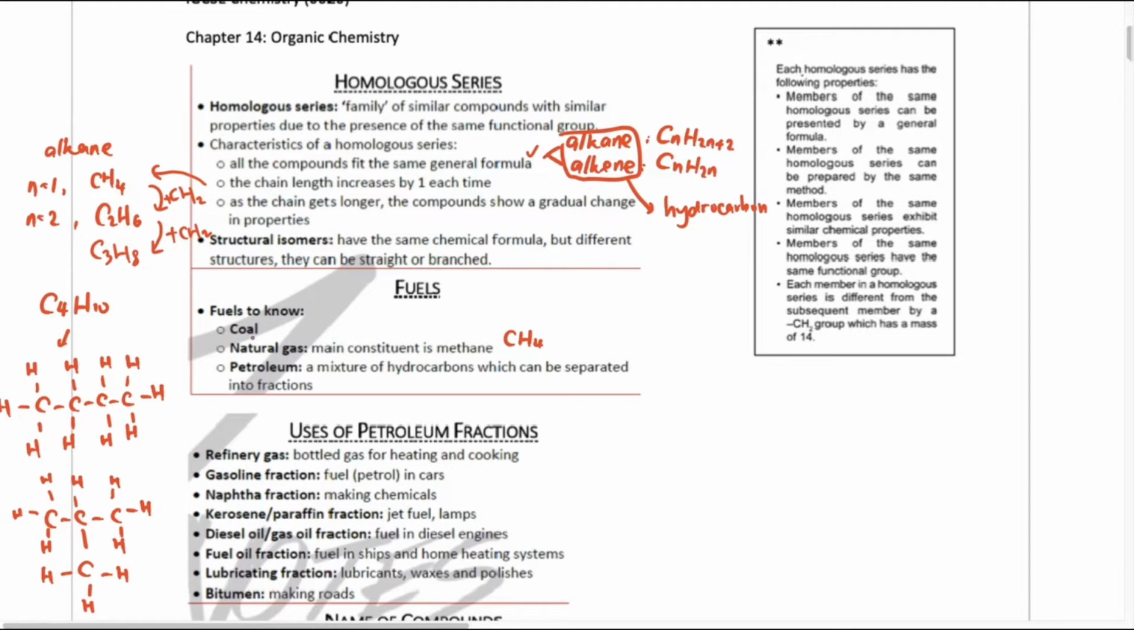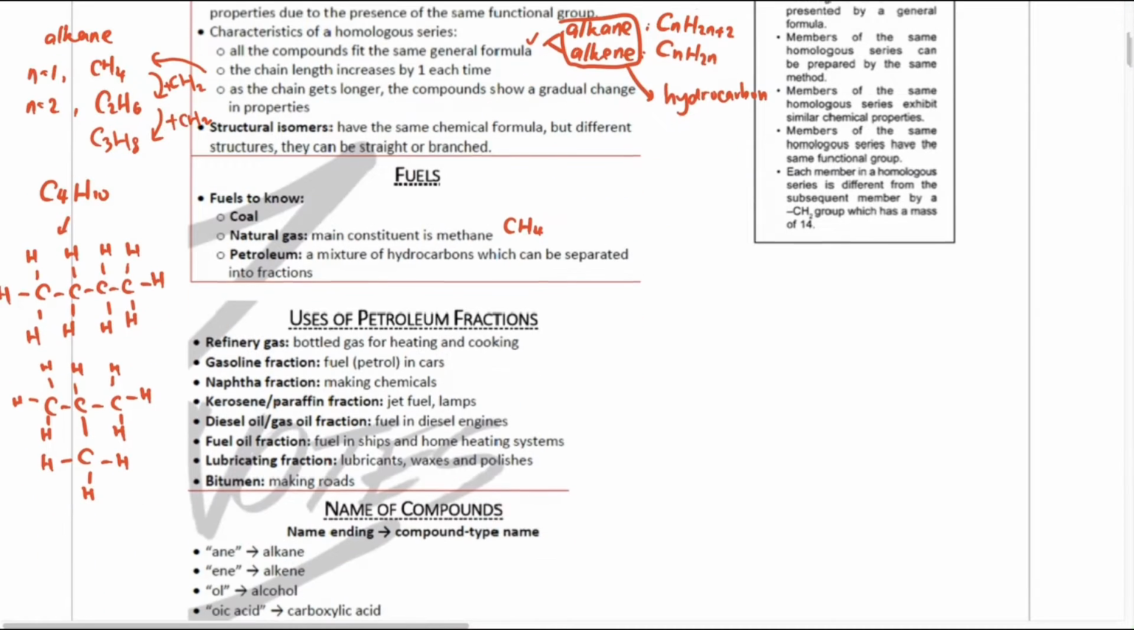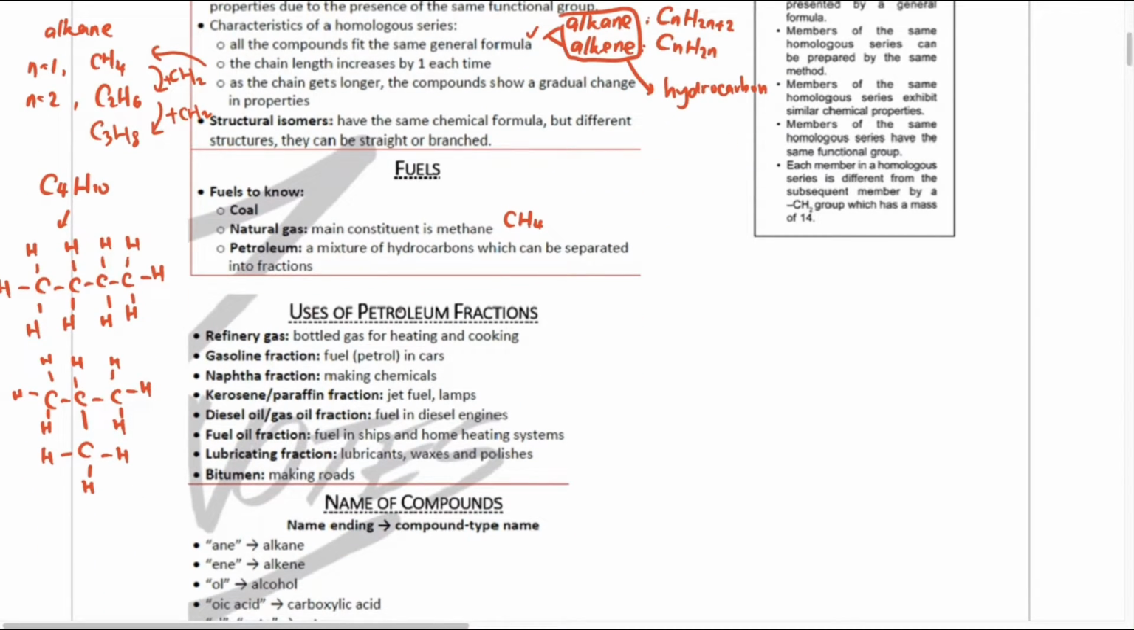Okay, so we have done the homologous series there. Now let's continue from where we stopped just now: the uses of petroleum fractions. Just now we said petroleum is a mixture of hydrocarbons, right? So you can separate them into the following fractions.